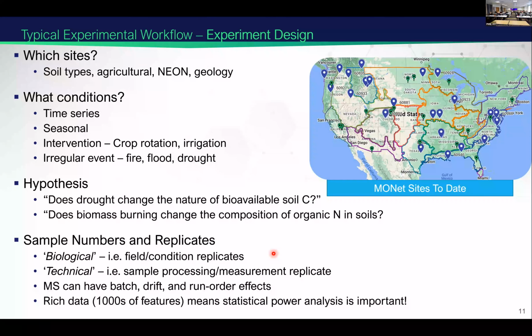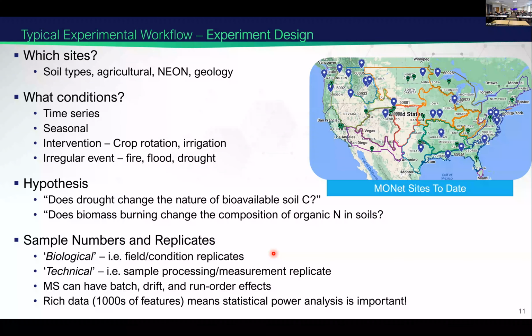Of course, there are conditions we're interested in: time series, seasonal effects, whether people are interested in interventions like crop rotations on agricultural sites or irrigation effects, or irregular events. So what happens when there's a biomass burning event? What happens if there's a flood or a drought? And then you've got to think about your hypothesis.